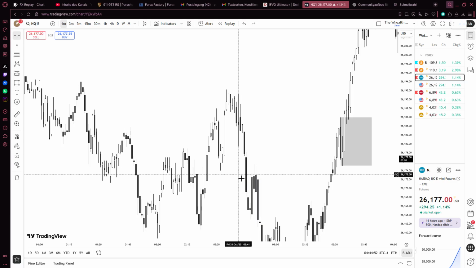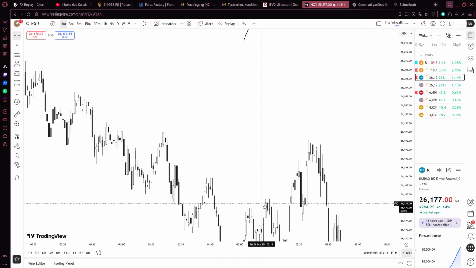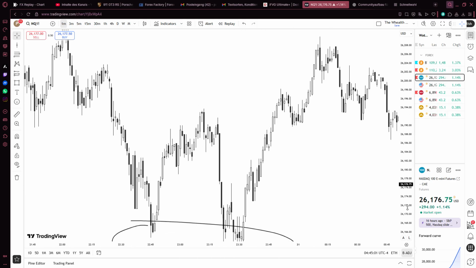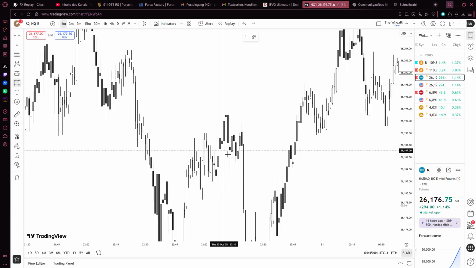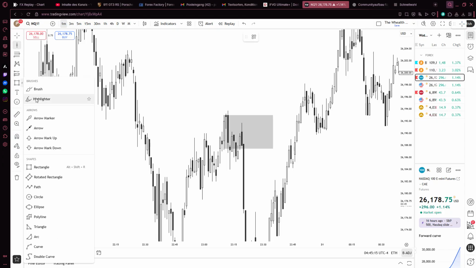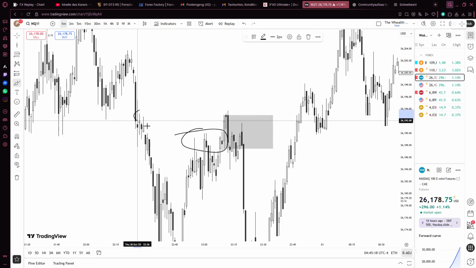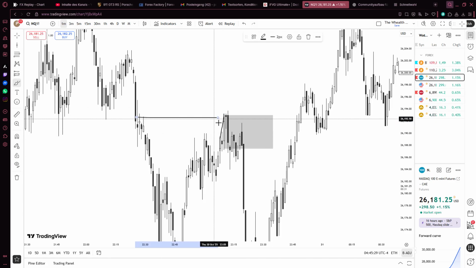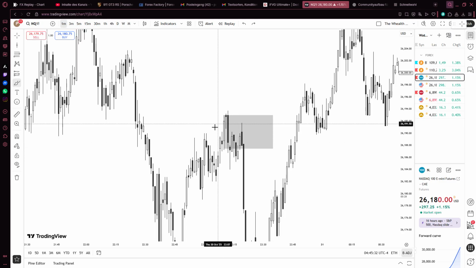Where do I have an example? Better example here. Okay, so we see this last upwards candle, which swept the liquidity. It swept liquidity here, here, here, and that's the last candle which pushed price up, taking out this low. So that's our order block.